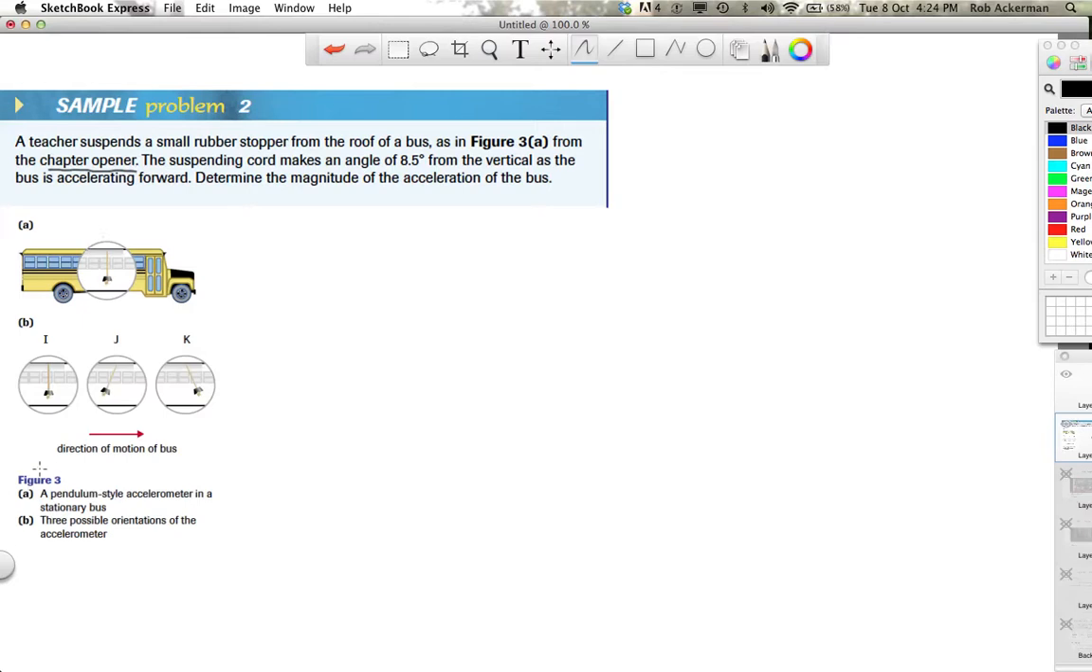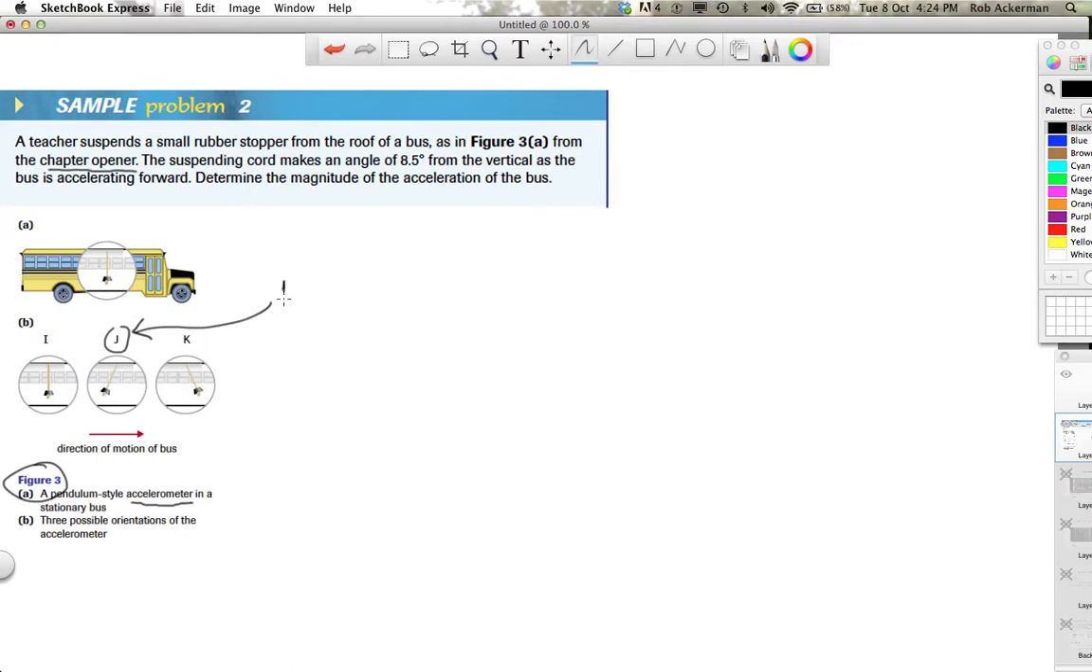So I went and dug up figure 3 for you right here. It shows a school bus, and it says there's a pendulum, a mass hanging from a string, a pendulum-style accelerometer. We're going to see how a simple mass hanging from a string can actually act as a device that measures your acceleration. There are 3 possible orientations for the accelerometer: I, J, and K. What are these 3 scenarios? Can you guess? Forget about I for a moment. How about J? When would the accelerometer swing backward? Can you guess? Take a moment and think about it.